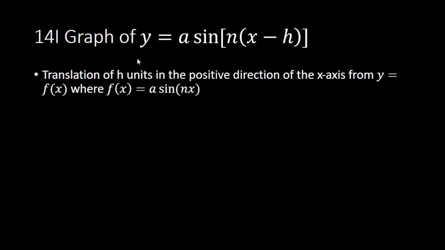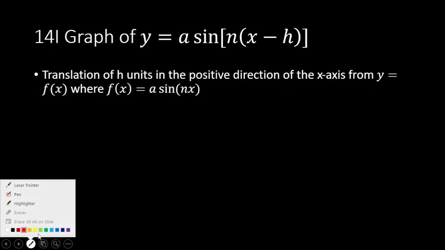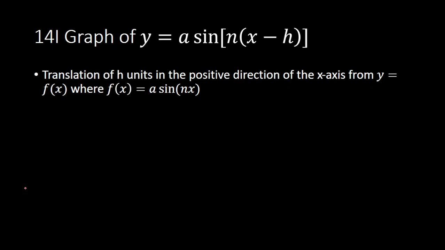Alright, moving on with the graph of a times sine of n brackets x minus h, and we can do the same with cos. We earlier looked at the graph of a sine or cos nx. I'm going to refresh your memory about the a and n. So a here is a dilation of factor a. Let's assume a is positive, so it's a factor a from the x-axis, and it will affect the range of the function.